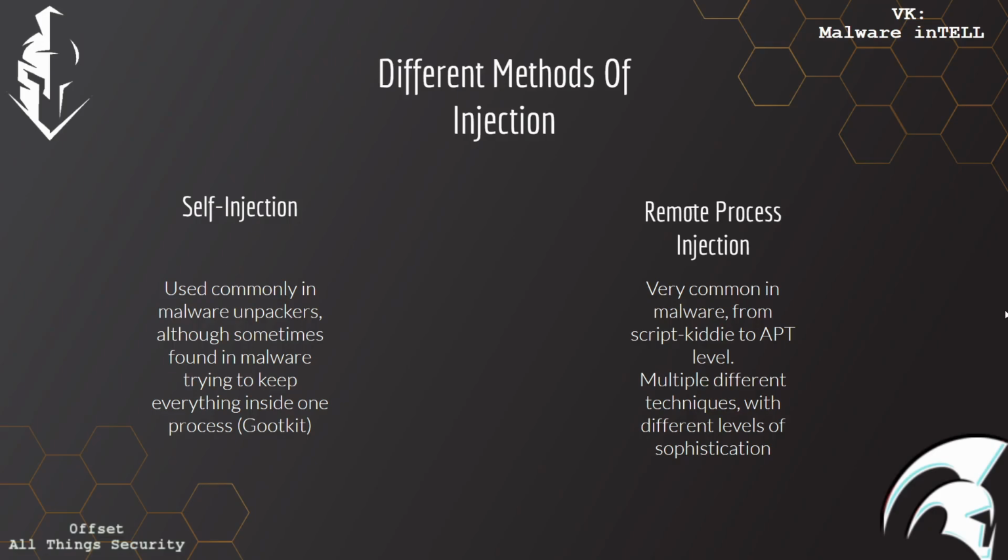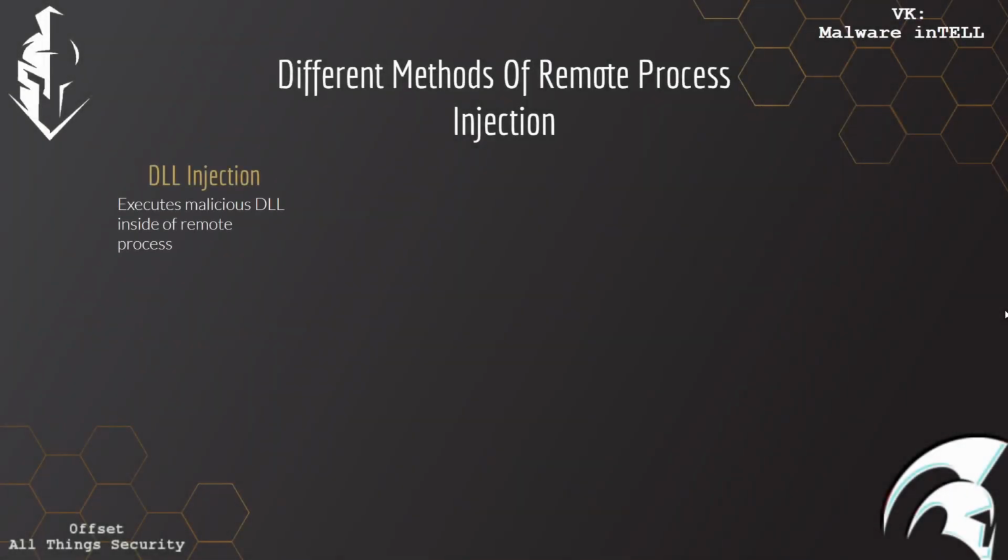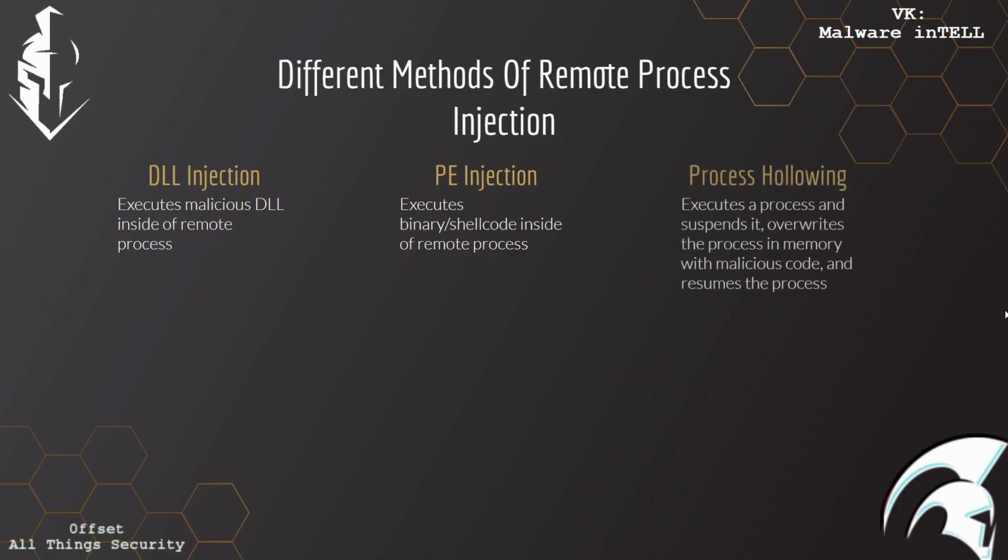So let's have a look at the different techniques we're going to be covering. To start off with, we've got DLL injection. This executes a malicious DLL inside of a remote process. Then we've got PE injection. This executes a binary or shellcode inside of a remote process. Then we've got process hollowing. This will execute a process and suspend it, overwrite the original process in memory with malicious code, and then resume the process.